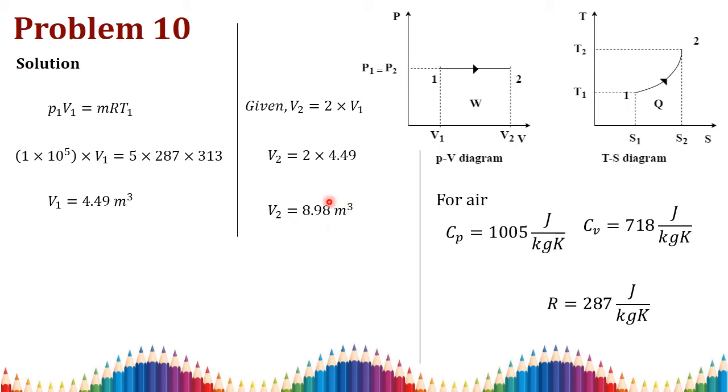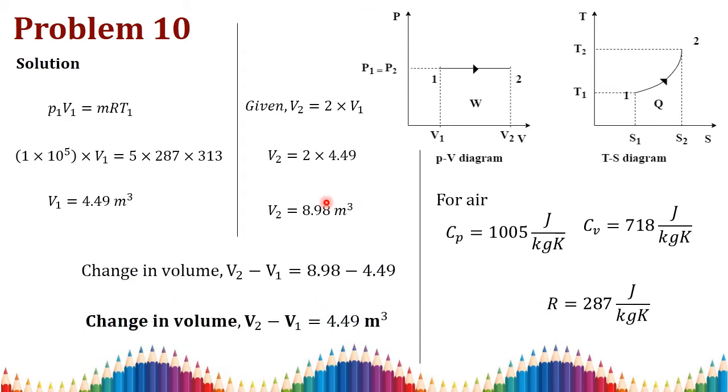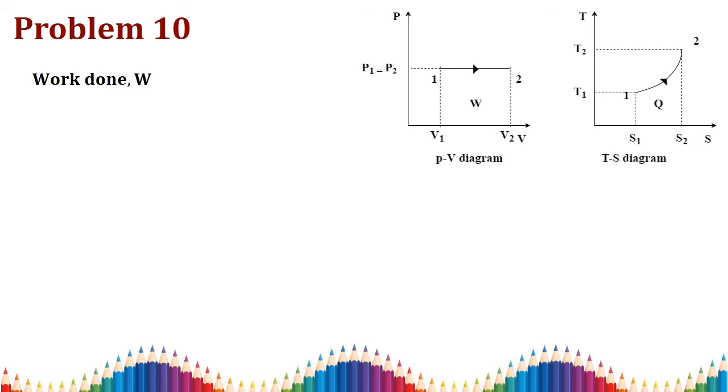But our question is the change in volume we need to find, that is delta V or V2 minus V1. So you just take the difference of these two values, and you will get the change in volume, V2 minus V1, equal to 4.49 meter cube.